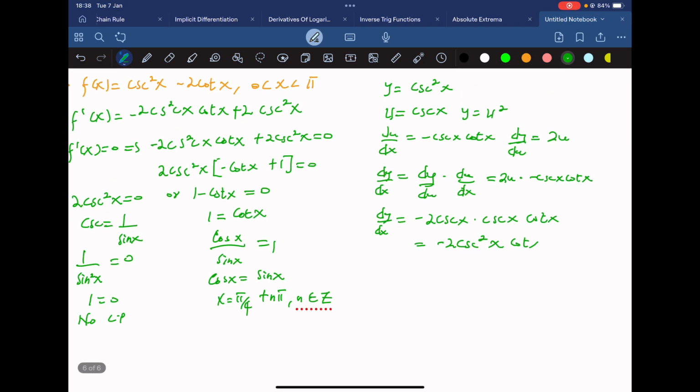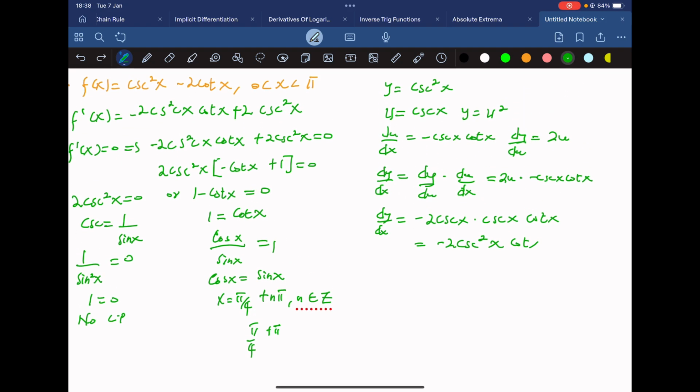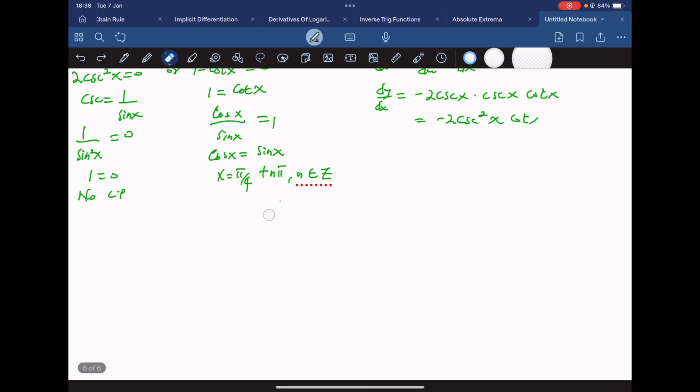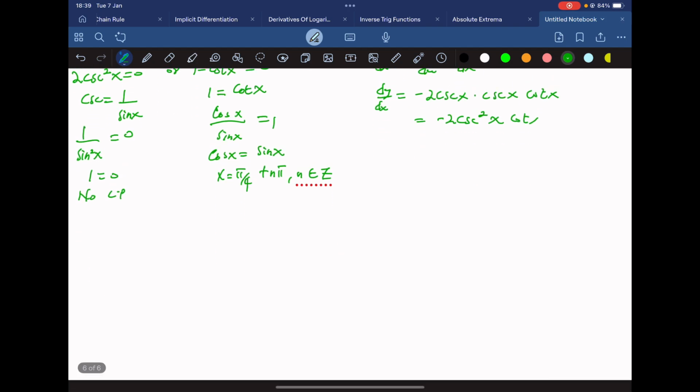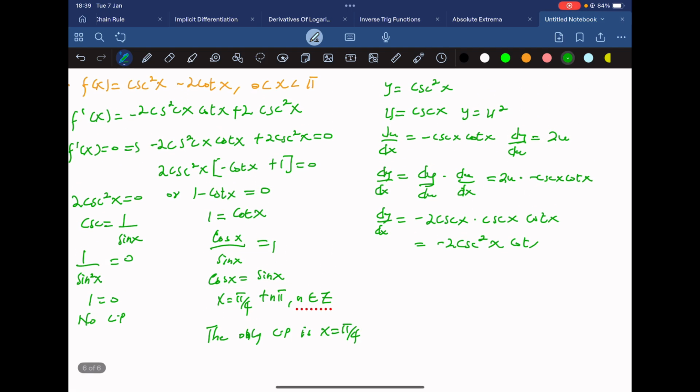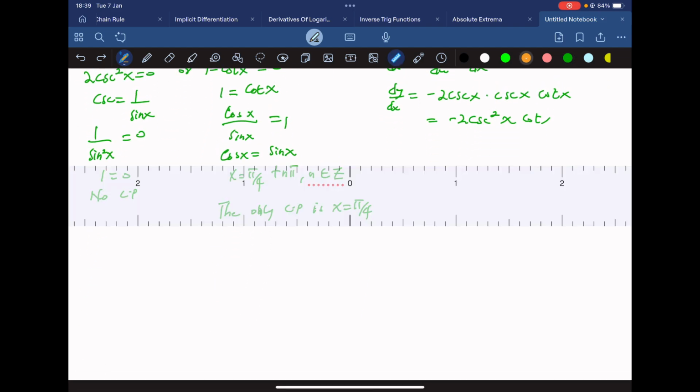But note that you were given a condition, x should be between 0 and pi. So we have to choose. If n is positive 1, you have pi over 4 plus pi, which is bigger than this pi right here, so we can't have this. And if it is negative 1, we are going to have pi over 4 minus pi, which will also exceed 0, so we can't have this either. So the only critical point that will satisfy the condition is when x is equal to pi over 4, because pi over 4 is definitely between 0 and pi. So now we have to draw our number line again.